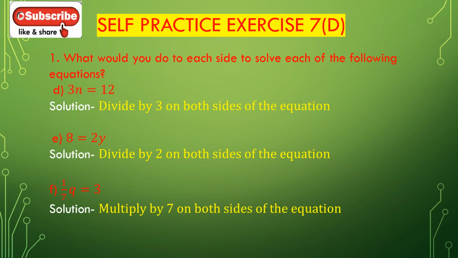F, 1 divided by 7 q equal to 3. Here on left hand side 1 divided by 7 q is given. So we know multiplication is the inverse operation of division. So inverse of 1 divided by 7 is 7. So multiply by 7 on both sides of this equation to solve the value of the variable q. So multiplication is the inverse operation of division and division is the inverse operation of multiplication.